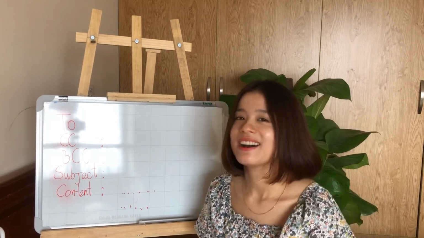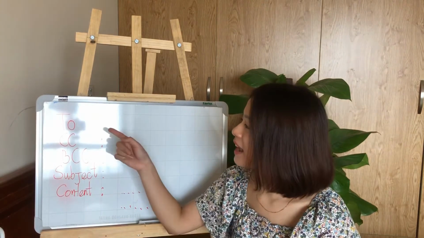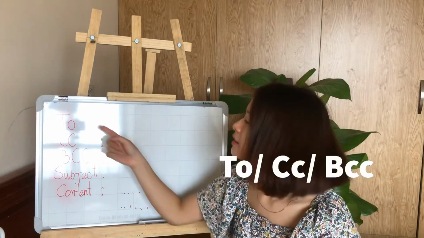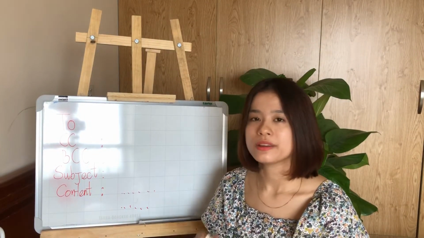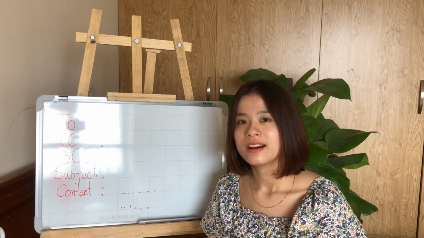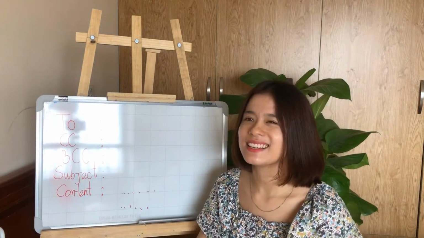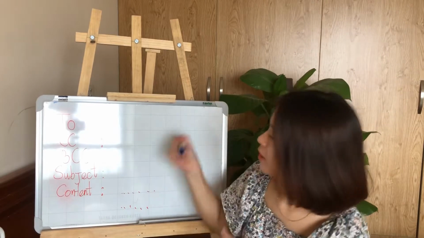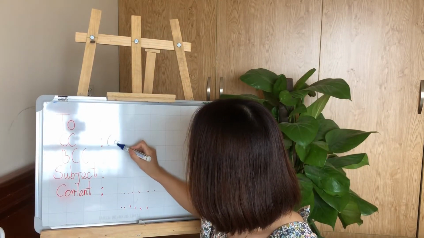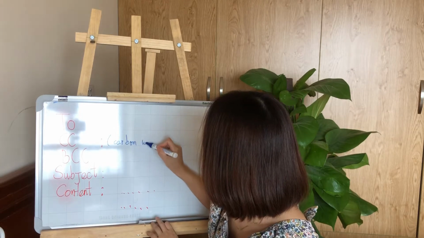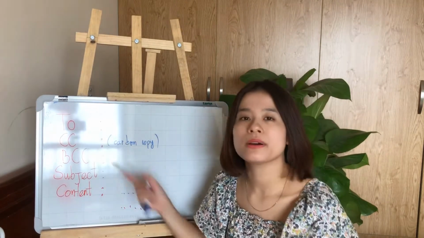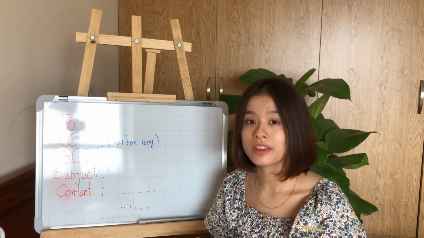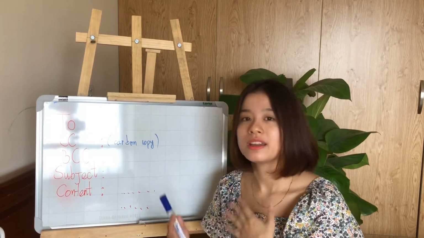Okay, and now firstly we go to the areas of recipient's address: To, CC, BCC. For To, you put the email address here when you are sending the email for their attention and for their action. Okay, and CC means carbon copy. You put the email addresses here when you are sending email for reference only, for the information.